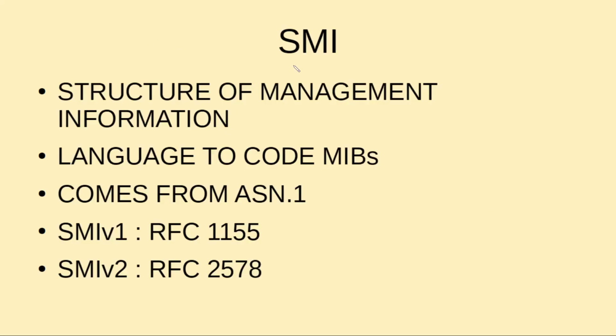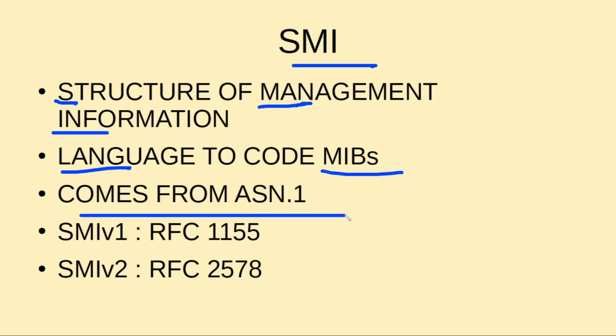Let's talk about SMI now. SMI stands for Structure of Management Information. It is a language that we use to actually write MIBs. It comes from a previous language. There are two versions out there, version 1 and 2. This means that we have MIBs written in version 1 and MIBs written in version 2.